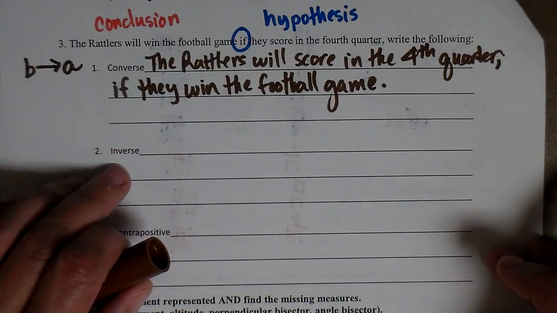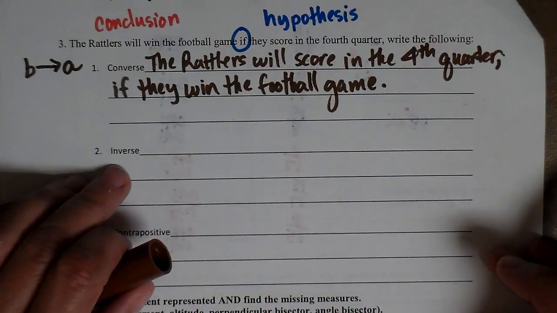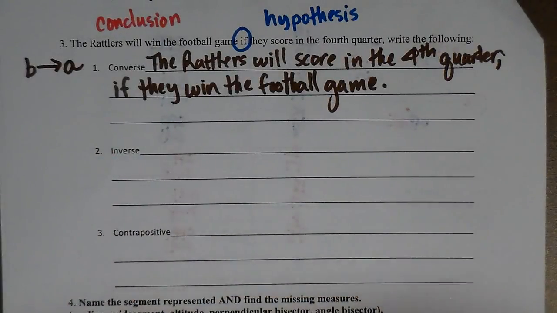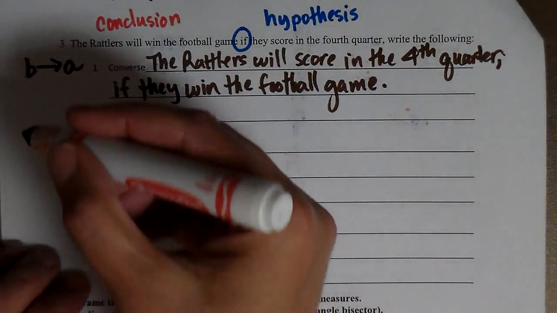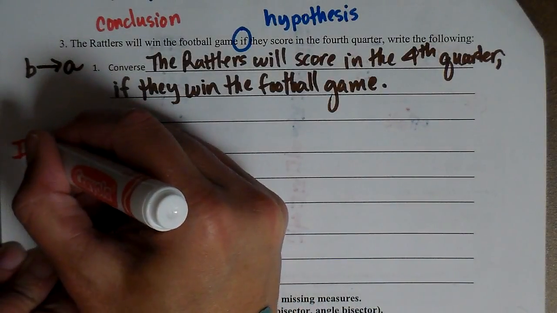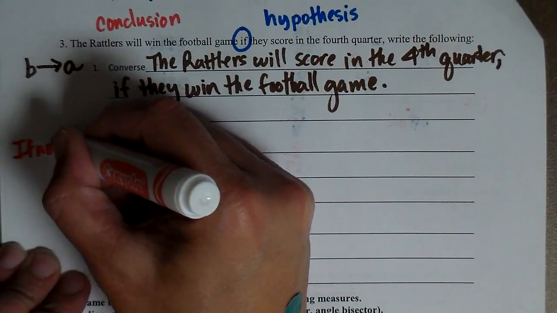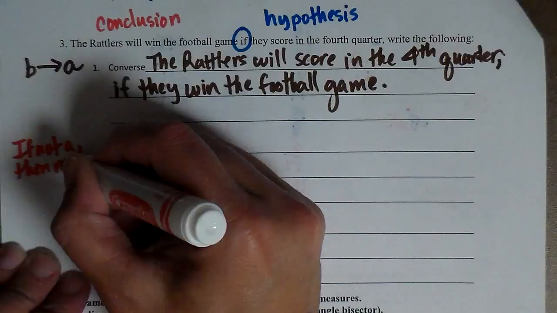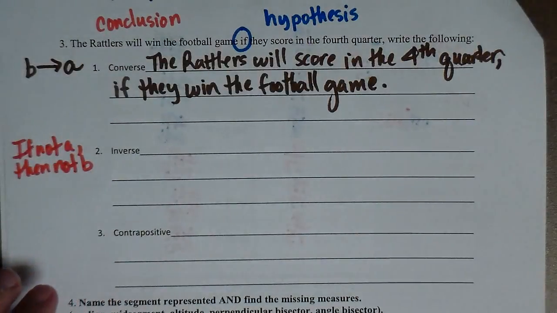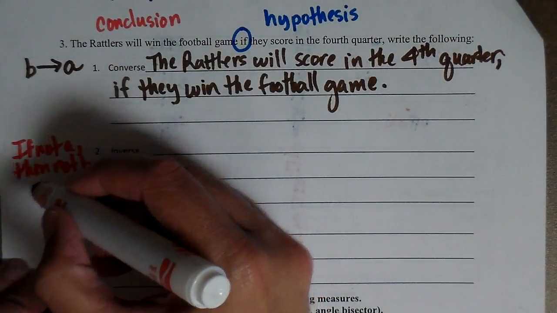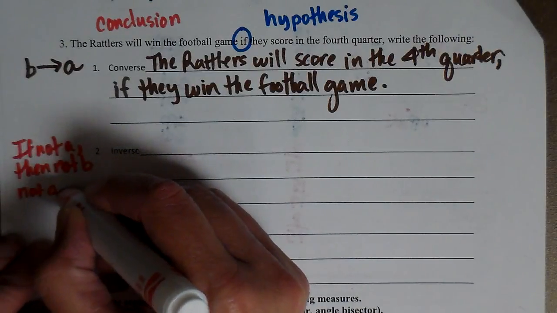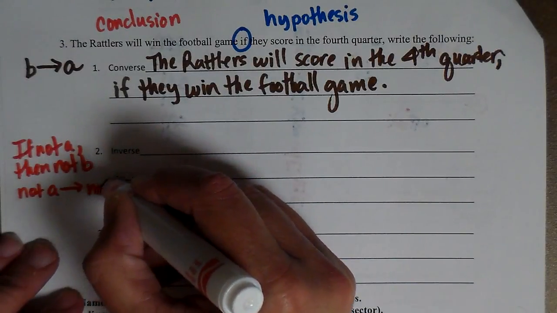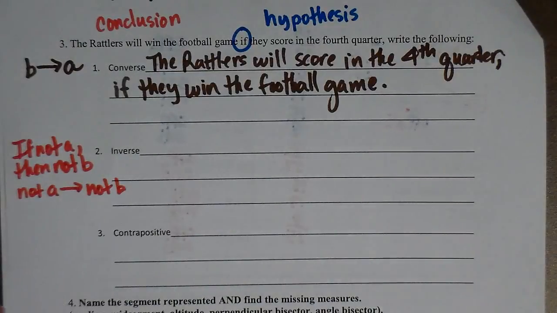So the inverse is where we actually take the negative of the original. So the inverse is going to be if not A, then not B. So for the inverse, it's not A to not B. Now sometimes you'll see this indicated as A prime, B prime, but we're just being plain here.